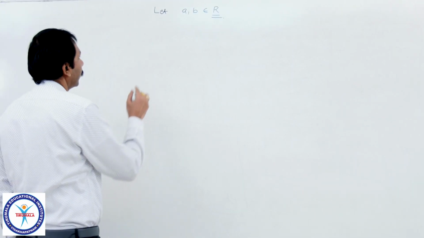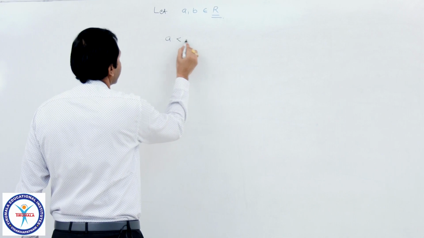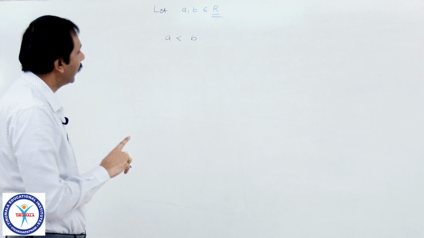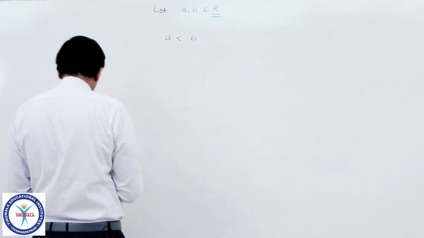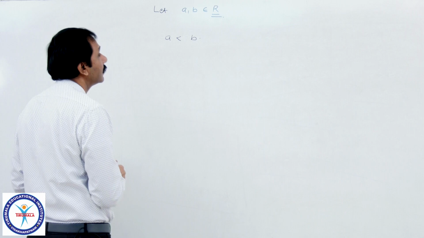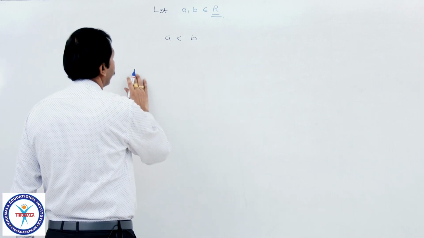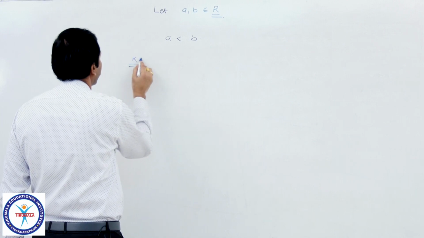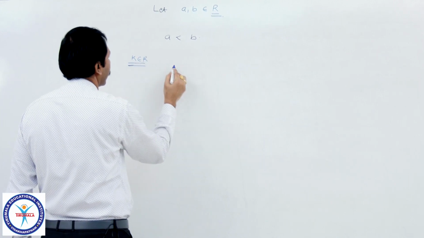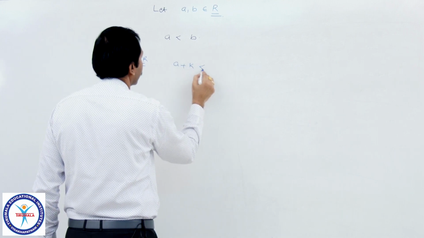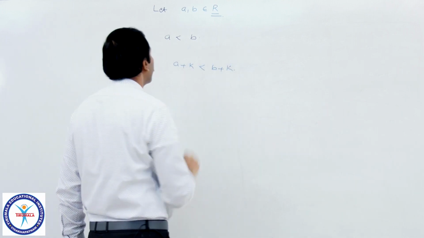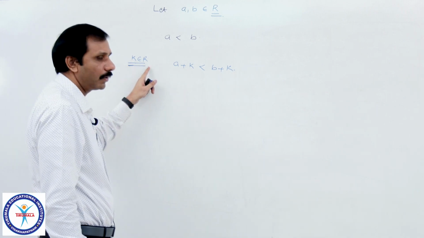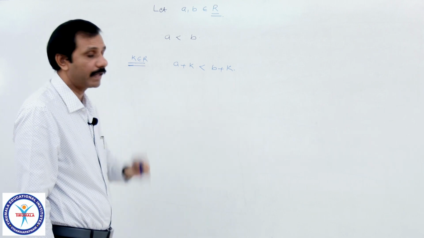And the next point on this: suppose I take a less than b, and if I want to add any real number to this, yes, I can add it without changing the sign of that inequality. That is, if I take any real number k, either positive or negative, a plus k will be less than b plus k, where k belongs to R. k may be positive or k may be negative.